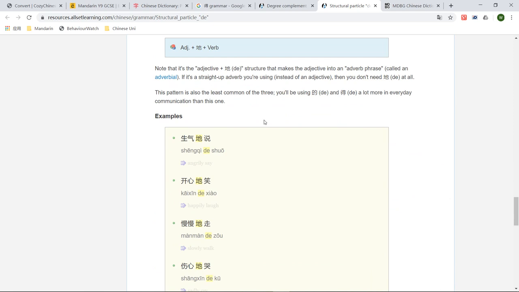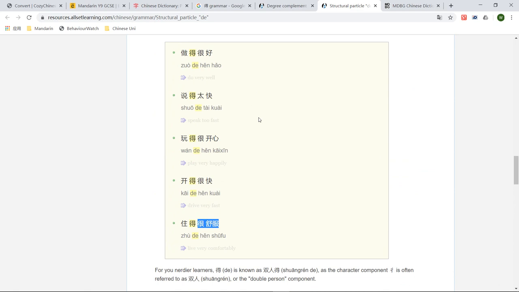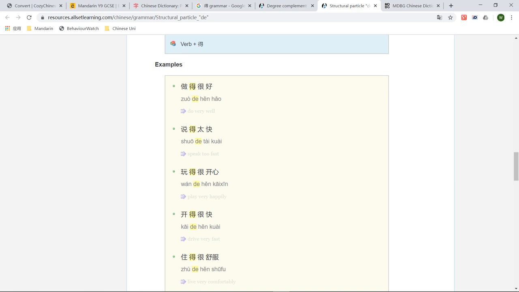If we don't have this, I saw some wrong examples. For example, if we just say 做很好, it's wrong. So you have to use this 的. And sometimes you can say 说太快, but if you want to make it clear in this structure, you need to use this 的.